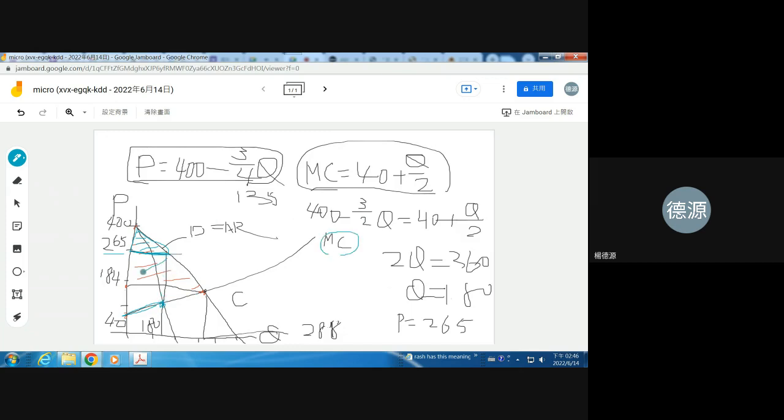So you see the total area. This rectangle plus this trapezoid is equal to the producer surplus here.